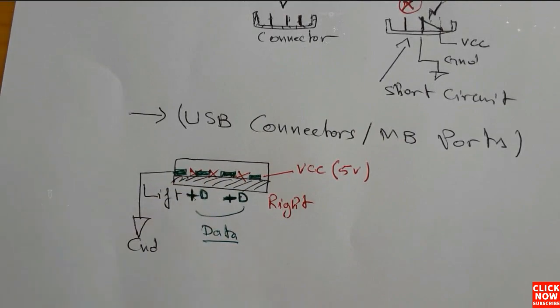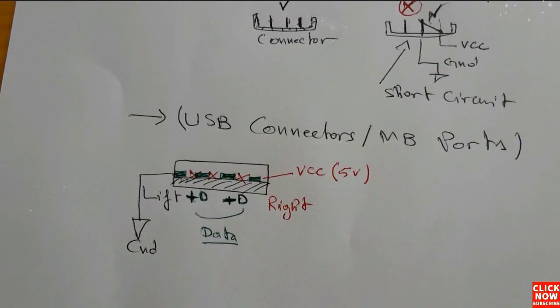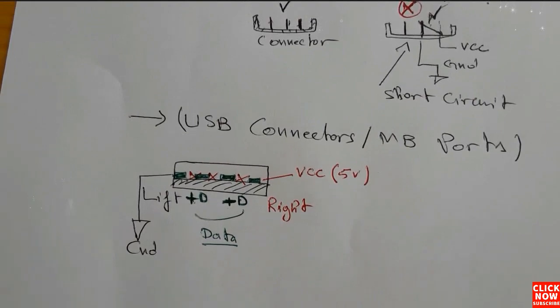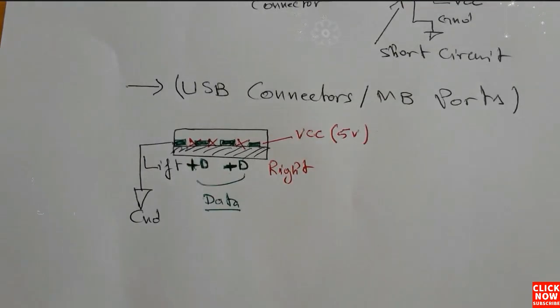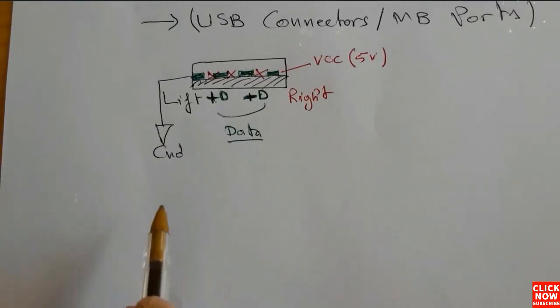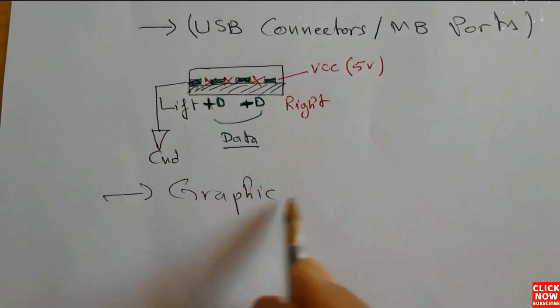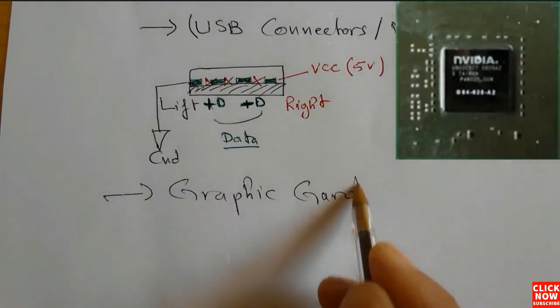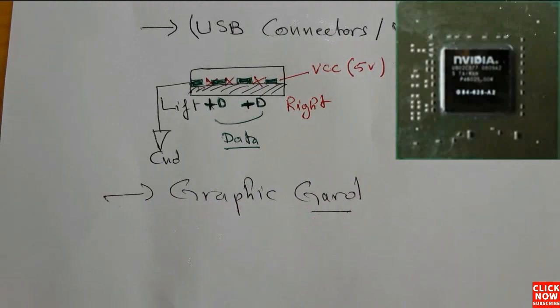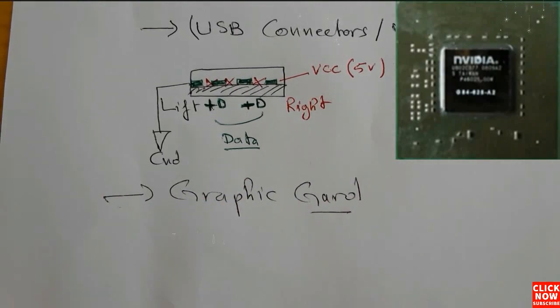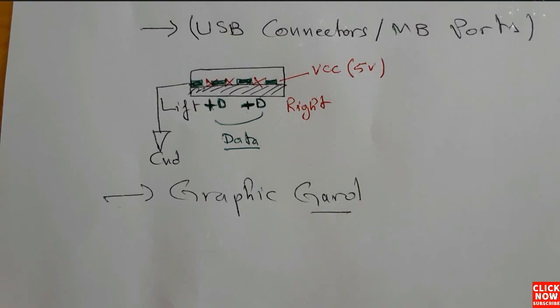So if you have any bent pin here, you will get a short circuit, and then the motherboard will fail. So pay attention to USB connectors. The next failure is the graphic card. Basically, this is a very common fault in every laptop, especially in old laptops. So if you have a problem with the graphic card, you will get a black screen.